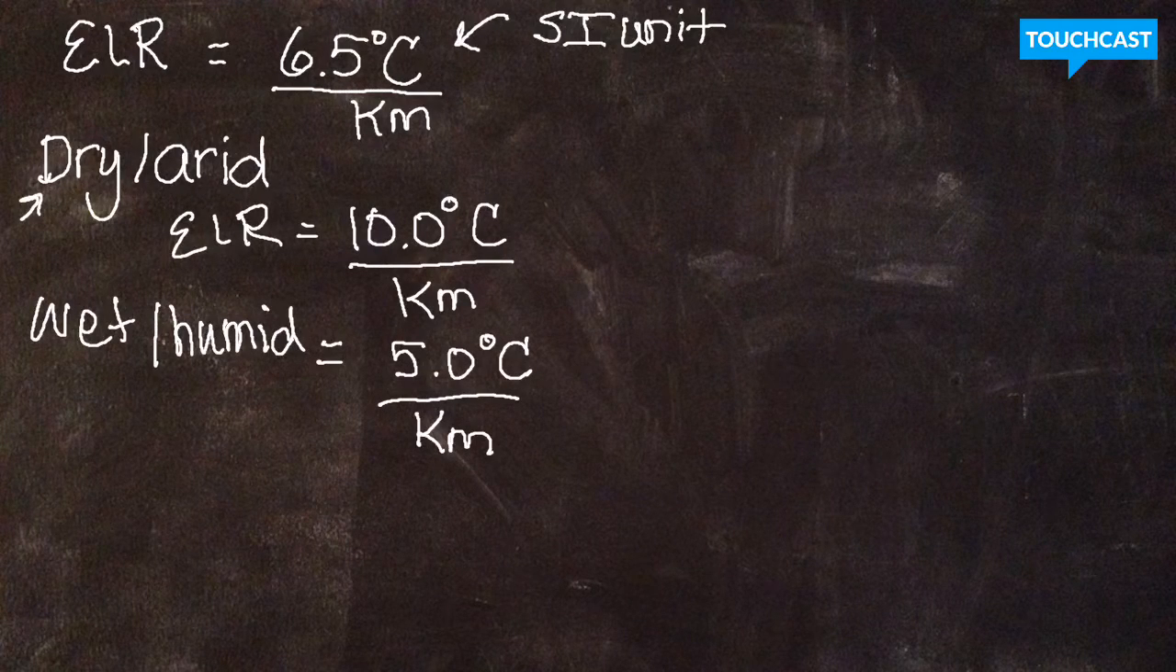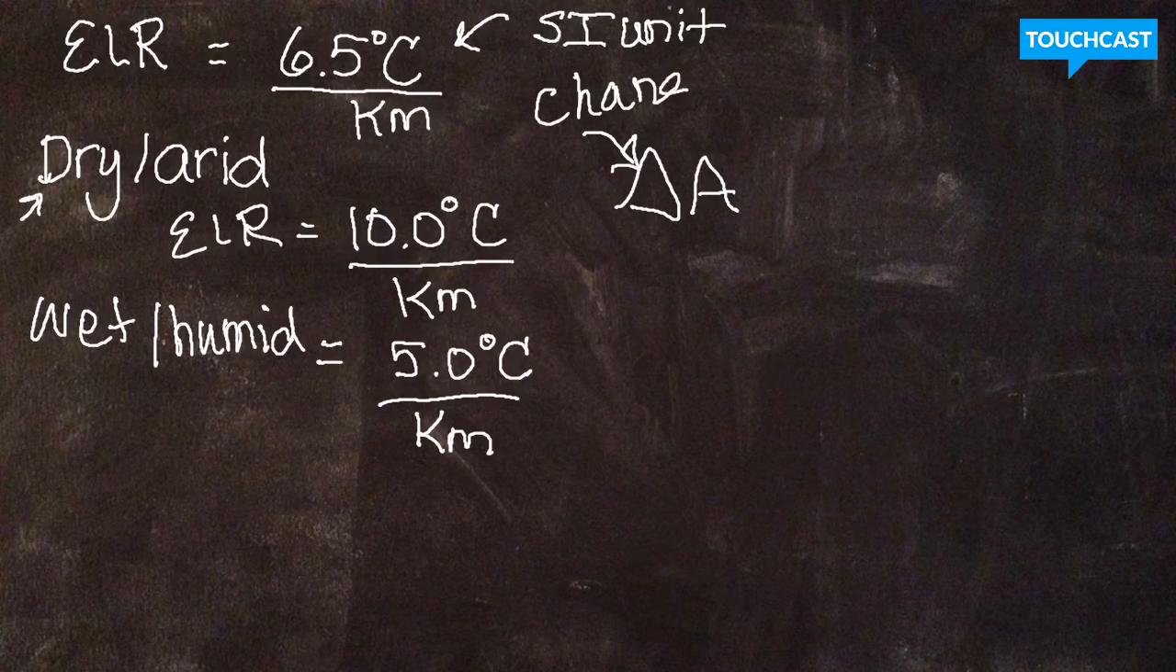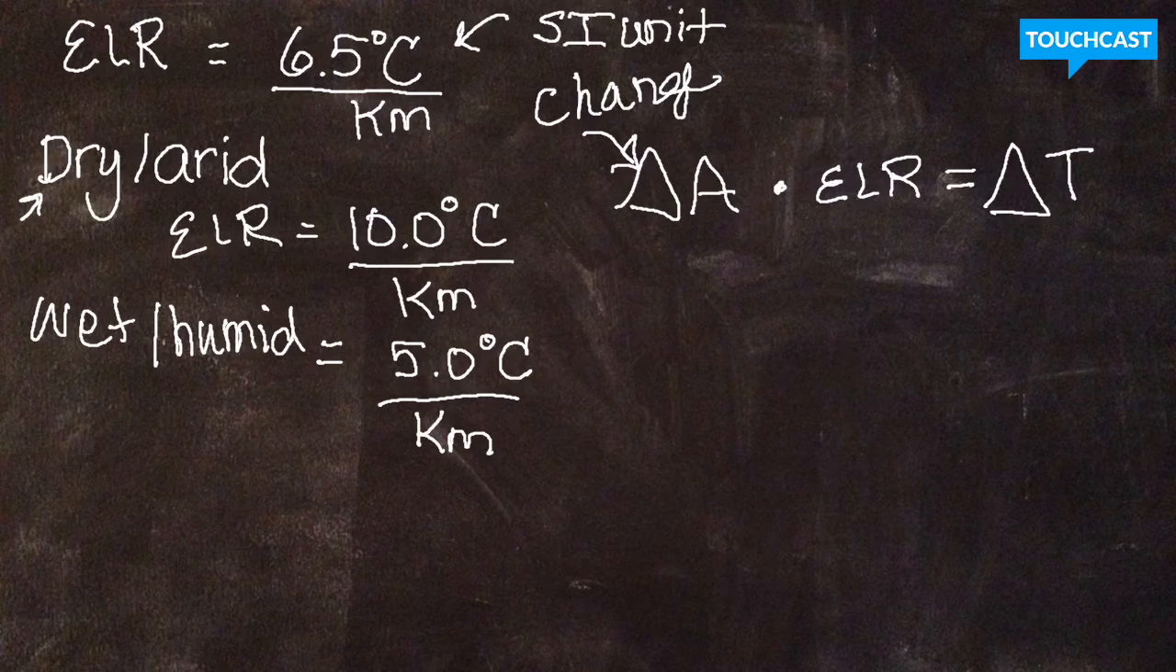And so the equation that you'll use to solve these problems is going to be that the change in altitude, when you see delta, that means change, times the environmental lapse rate is going to give you the change in the temperature. So let's do the sample problem that's in your PowerPoint or Nearpod.